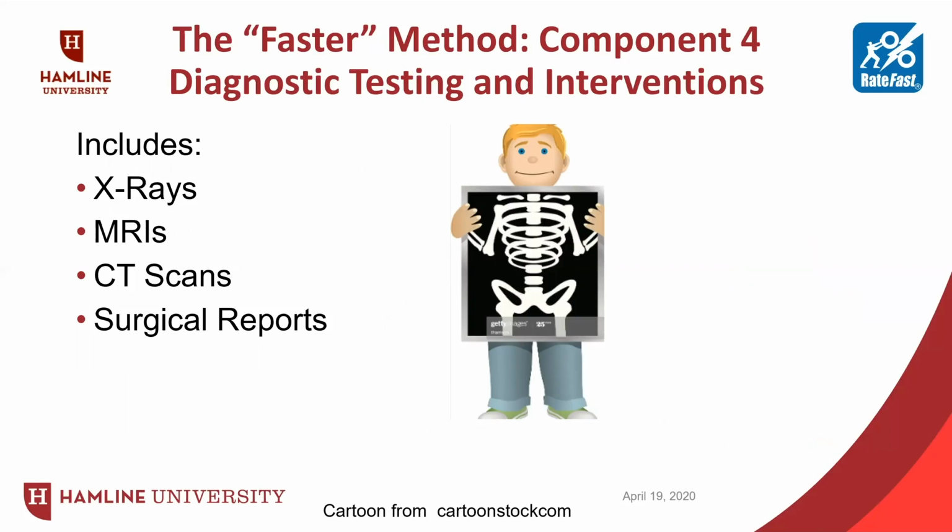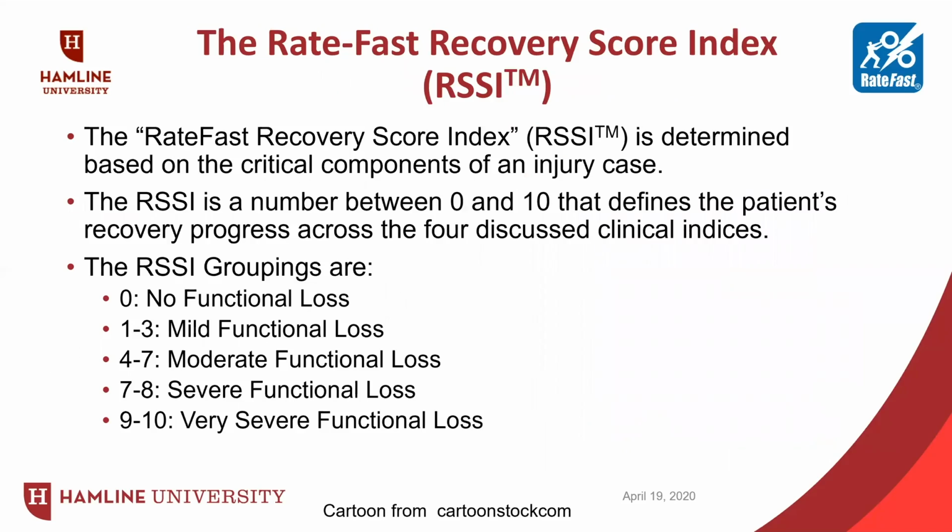And based on these 4 components, we then determine what is called a Rate Fast Recovery Score Index, the RSSI. It's a number between 0 and 10 that defines the patient's recovery process across the 4 discussed clinical indices that we just mentioned. And the groupings go all the way from 0 for no functional loss at all, all the way up to 9 or 10, which is very severe functional loss.